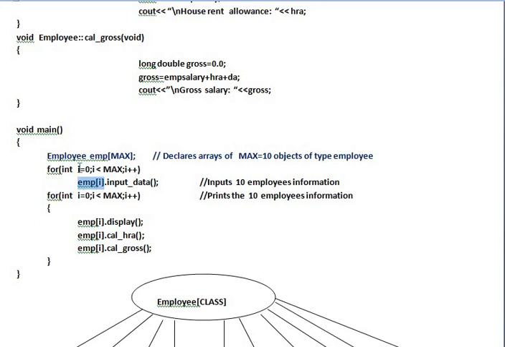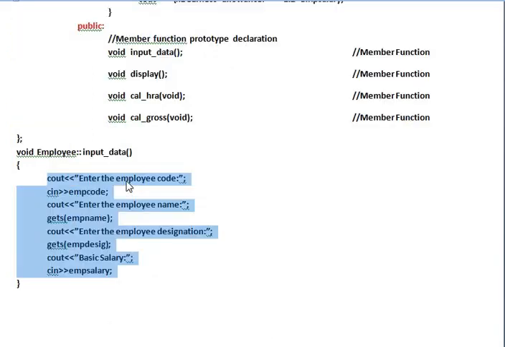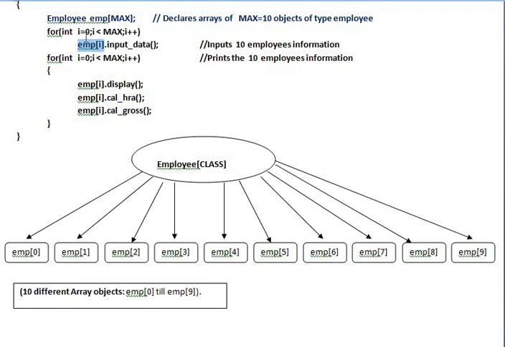Now the value of i is going to change from 0 to 1. This time emp[i] becomes emp1, and again the object emp1 calls the member function input_data. In the same way, I am going to input the details for employee code, employee name, employee designation, and basic salary, this time for the object emp1, as the value of i has been incremented to 1. So that is for the second object, emp1.